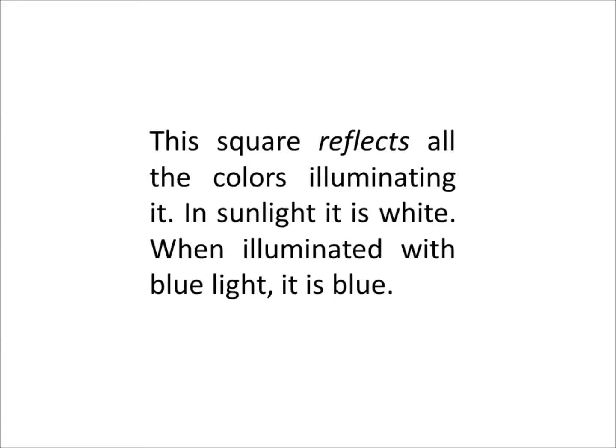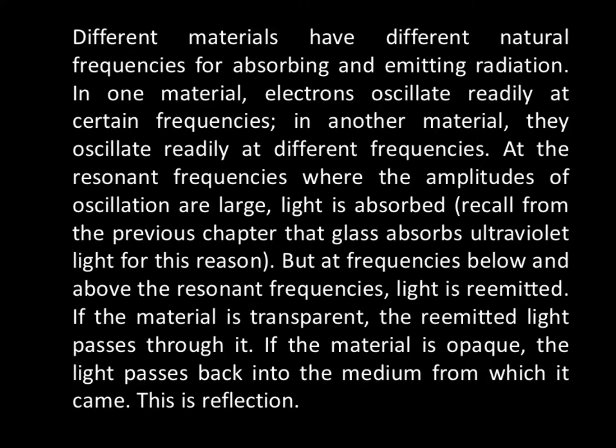In sunlight, it is white. When illuminated with blue light, it's blue. When illuminated with red light, it's red, etc. Different materials have different natural frequencies for absorbing and emitting radiation. In one material, electrons oscillate readily at certain frequencies. In other material, they oscillate readily at different frequencies.